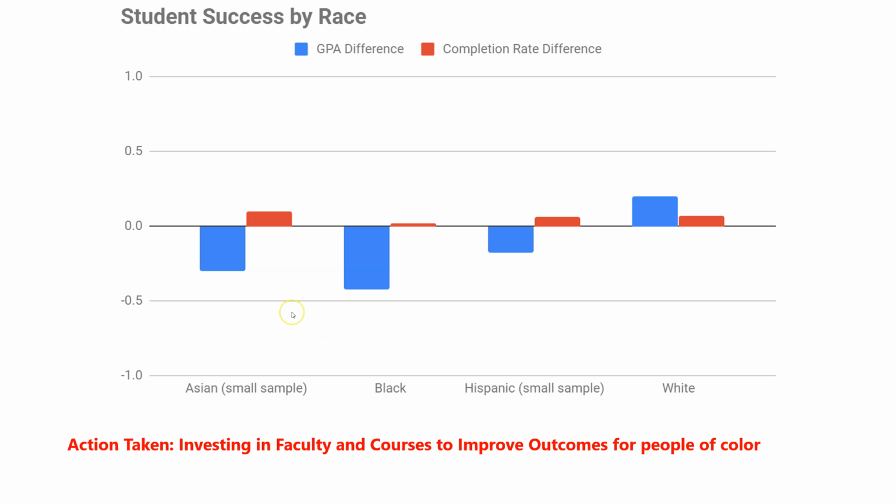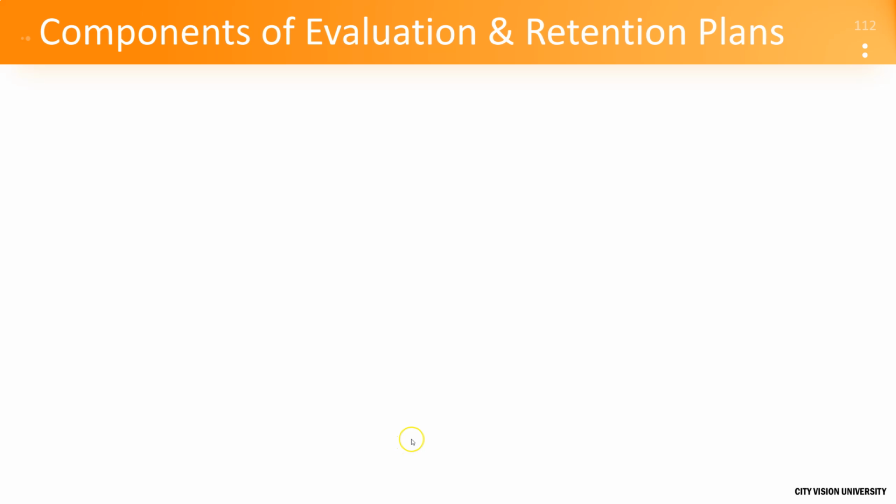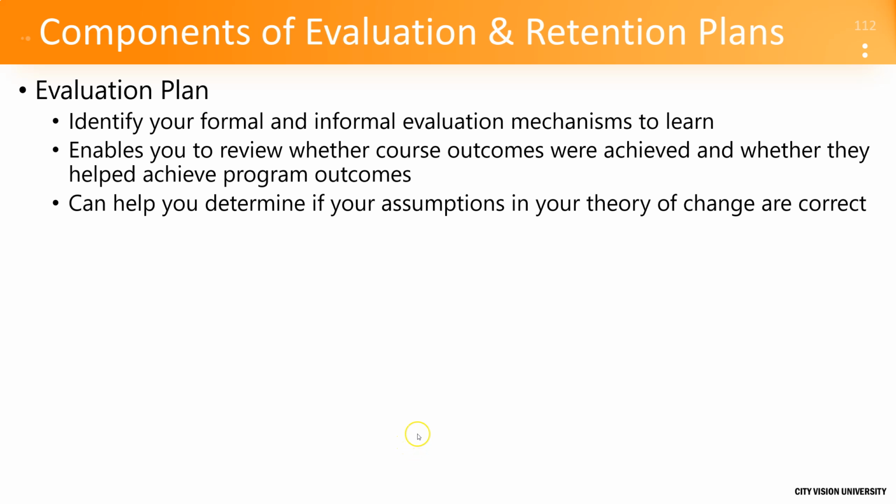Now, we've also looked at student success by race. And if you look at the completion rate, there's very little difference in completion rate. But with the GPA difference, I think there's things that we can do. A lot of folks, just because of educational systems from K to 12, there's a lot of inequities there. We need to do things to focus on addressing that, and also having more faculty and courses to improve outcomes. So that's just some examples.